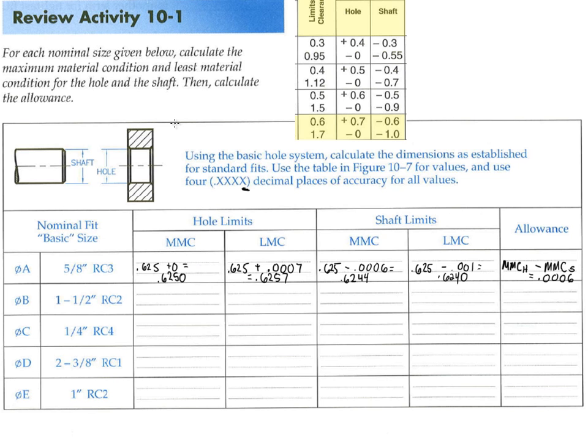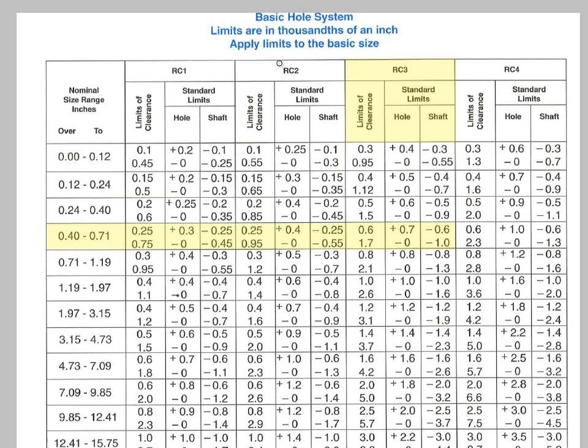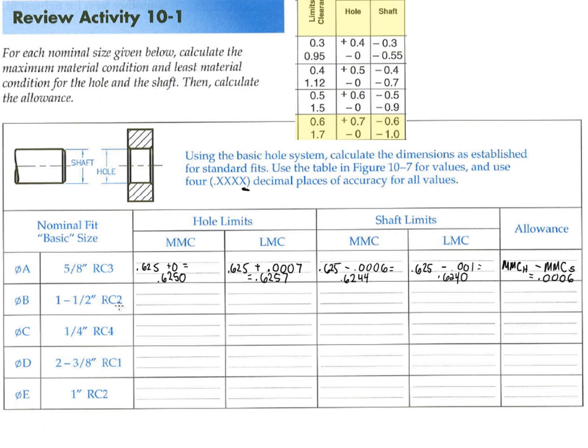So that's how you work out these problems. Just to review, convert this to a decimal. Look the decimal up in table 10.7 and make sure you're in the right class of fit column. The next problem is going to ask you to do an RC2, then RC4, RC1, and RC2. So I hope this helps with these problems, and I hope that clears up a little bit about the MMC between the hole and the shaft.